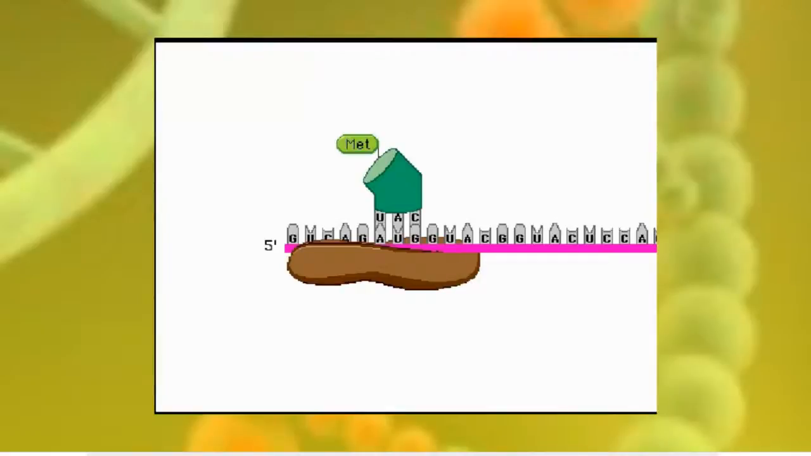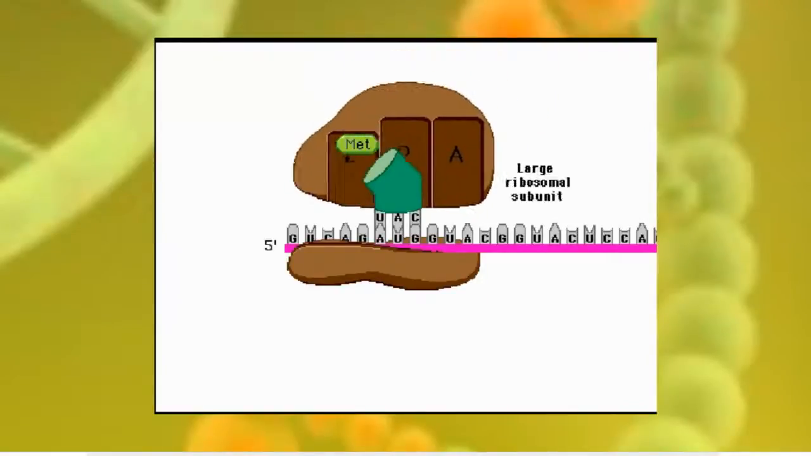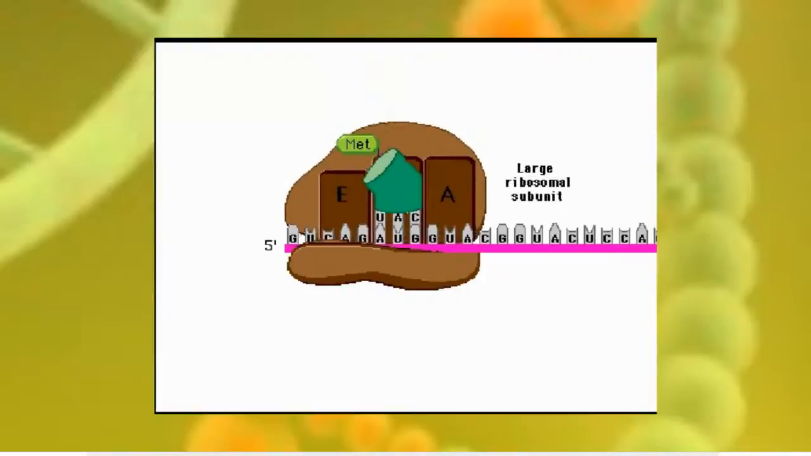Proteins called initiation factors help bring the mRNA, the initiator tRNA, and the small ribosomal subunit together with the large ribosomal subunit to form an initiation complex. The initiator tRNA sits on the P site on the ribosome. Elongation of the polypeptide now occurs, with amino acids being added one by one.